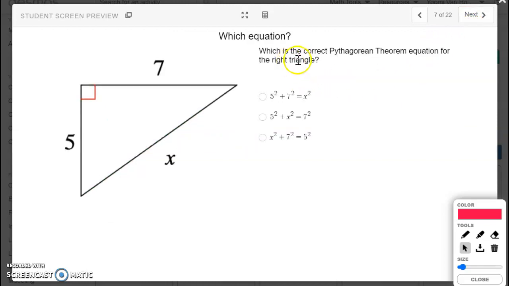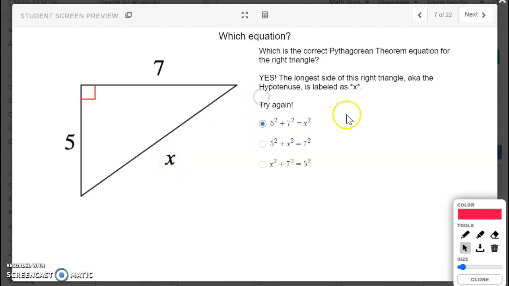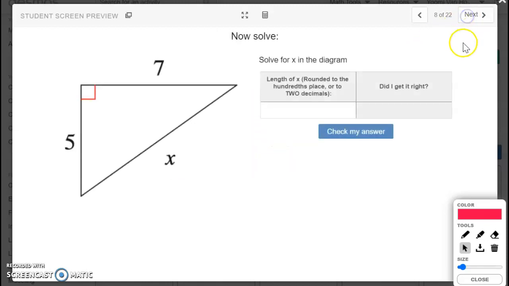All right, which is the correct Pythagorean theorem equation for the right triangle here? Okay, so x is across from the right angle, so that's the hypotenuse. So this is a leg, this is another leg. So it's going to be 5 squared plus 7 squared is x squared. Okay, so that's going to be the first option for me.